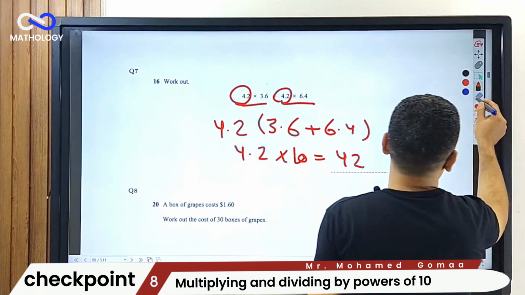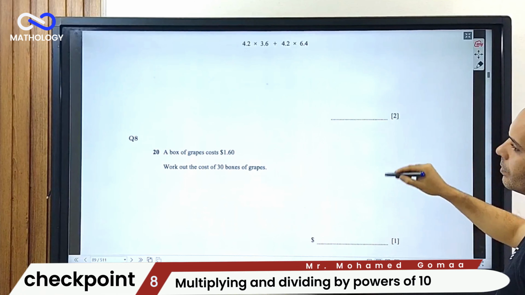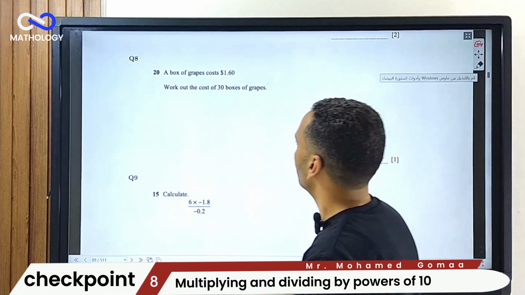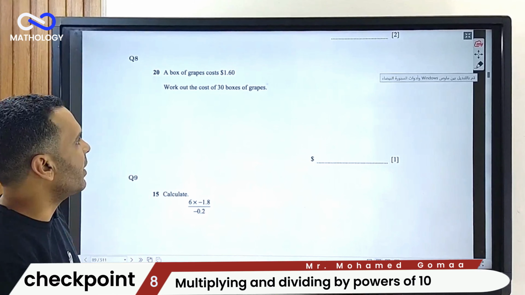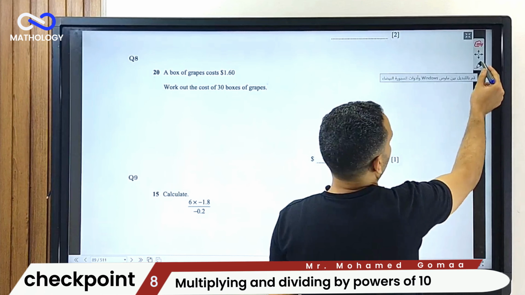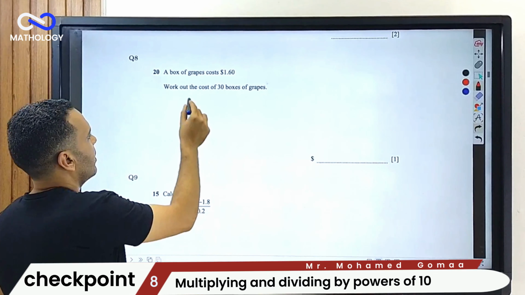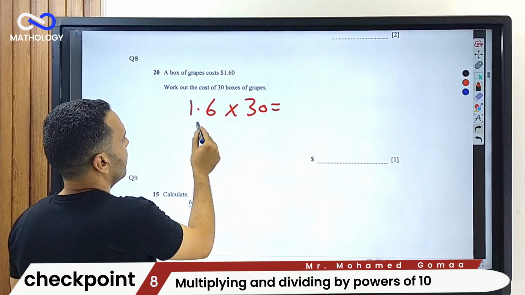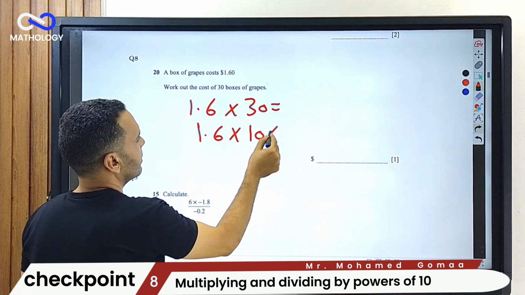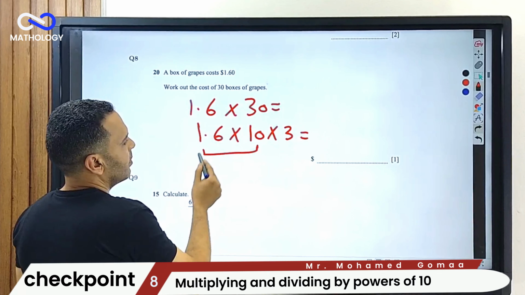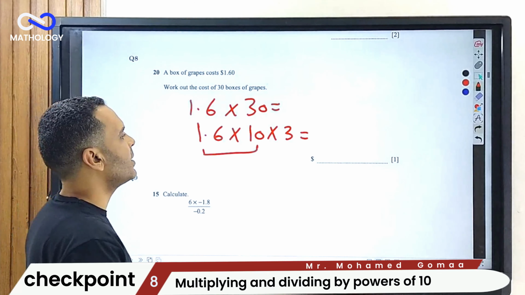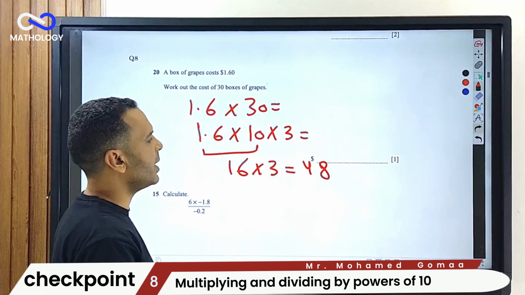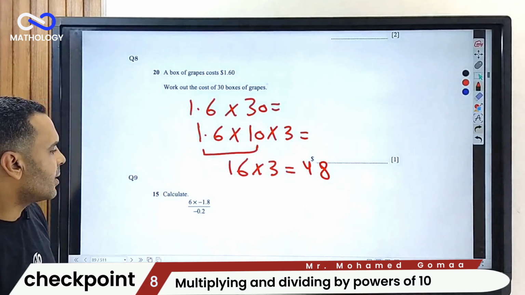A box of graphs costs 1.60. Work out the cost of 30 boxes of graphs. We have to multiply the price of one box by the number of boxes. 30 equals 3 multiplied by 10, like this. Multiply 1.6 by 10, it will be 16. 16 multiplied by 3 equals 48. It will be $48.